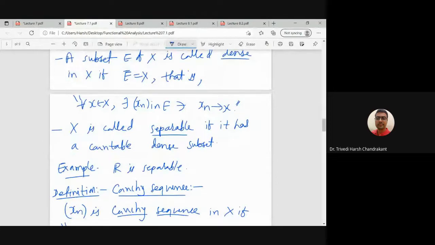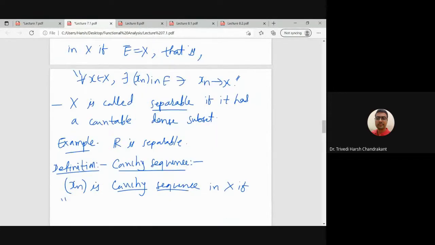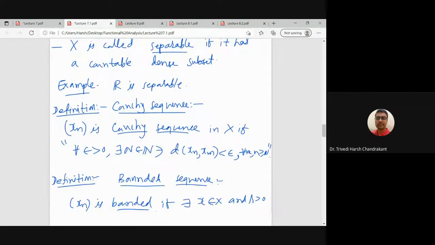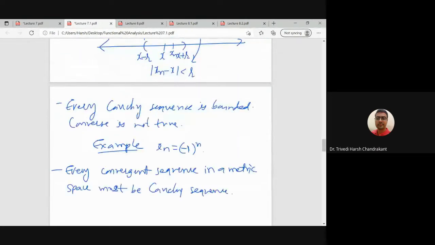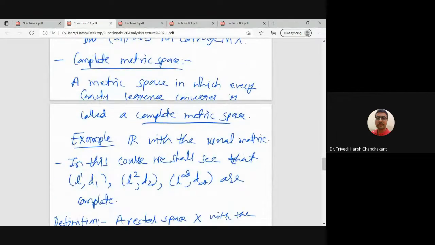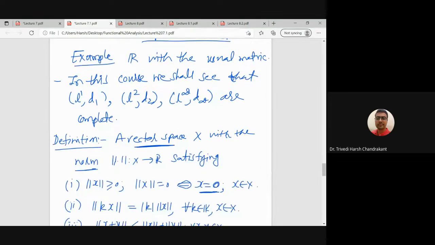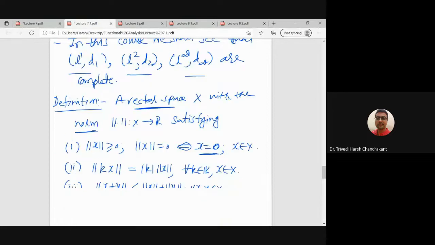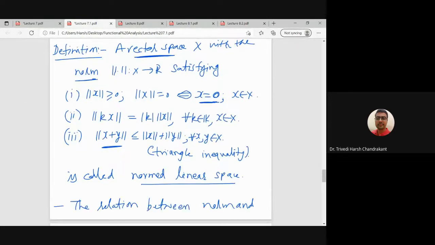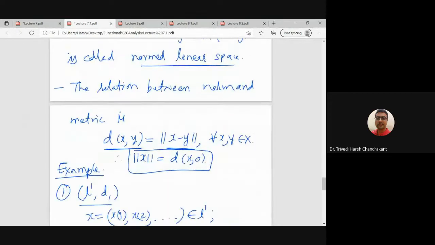A subset is dense if its closure is X. So that you know. And we discussed separability and Cauchy sequence, bounded sequence. All these things we know already. Let us keep this quickly. A complete metric space is a metric space in which every Cauchy sequence is convergent. So we'll see that these spaces are complete. And yeah, so we defined the normed linear space, and there is a relation between norm and length.